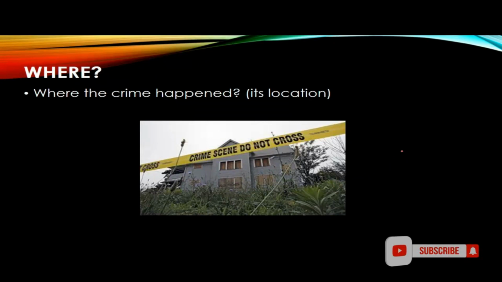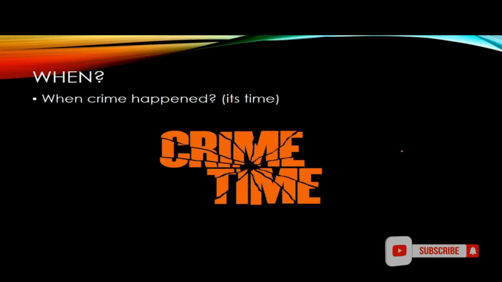And this question lets the criminal investigator know where the crime happened. He also wants to know what the exact location of the crime was. Another element is when the crime happened. What was the precise time of the crime? Either it was late at night, in the evening, in the morning, or any time when the crime happened.